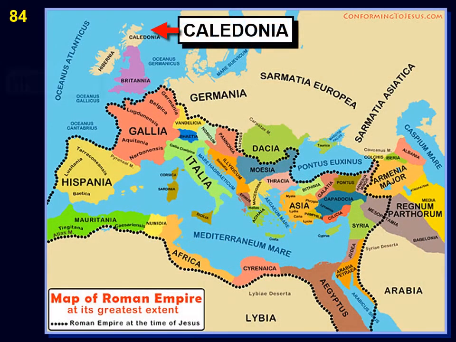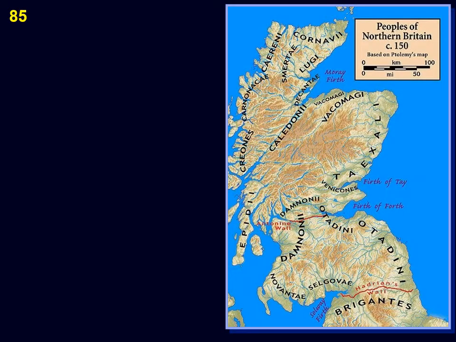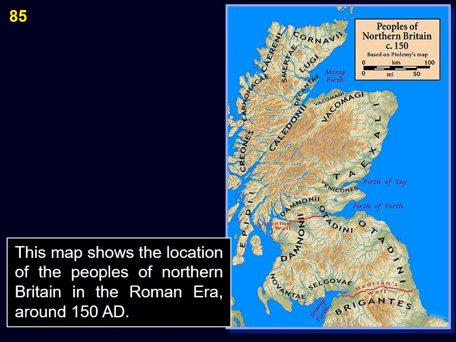The Roman Empire at its greatest extent included Britannia, the lower two-thirds of Britain. However, the Romans never were able to fully conquer what is present-day Scotland, then called Caledonia, nor did they reach Ireland, then called Hibernia. This map shows the location of the peoples of northern Britain in the Roman era, around 150 AD.